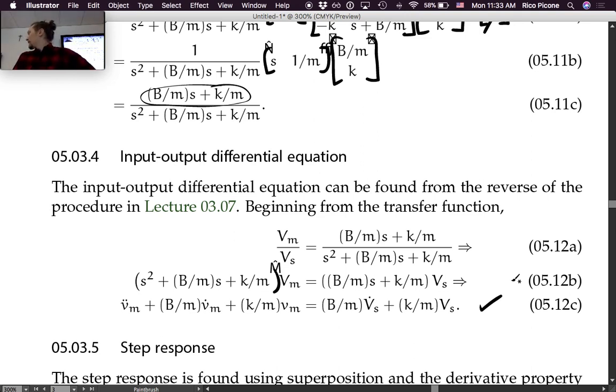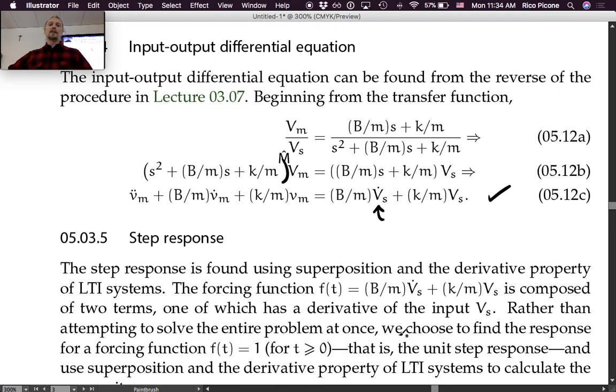Easy peasy. Now, we do have a derivative of an input, which looks kind of scary. We could just take the derivative of the input and stick it in there and go forth and try to prosper. But we're going to use superposition and the derivative property of LTI systems. So the step response is found using superposition and the derivative property.